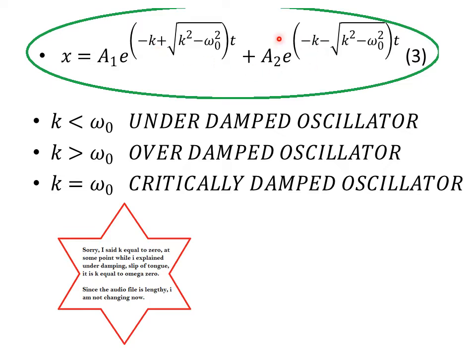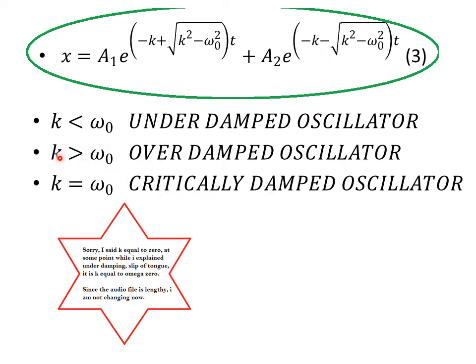x is the displacement of the body which is executing oscillation in the presence of damping. And in order to identify the three different possible types of damping, we will consider all possible relative values of k and omega 0. So for example, k is less than omega 0, k is greater than omega 0, and k is equal to omega 0. These are the three possibilities. When k is equal to omega 0, this is referred to as critical damping, a critically damped oscillator.